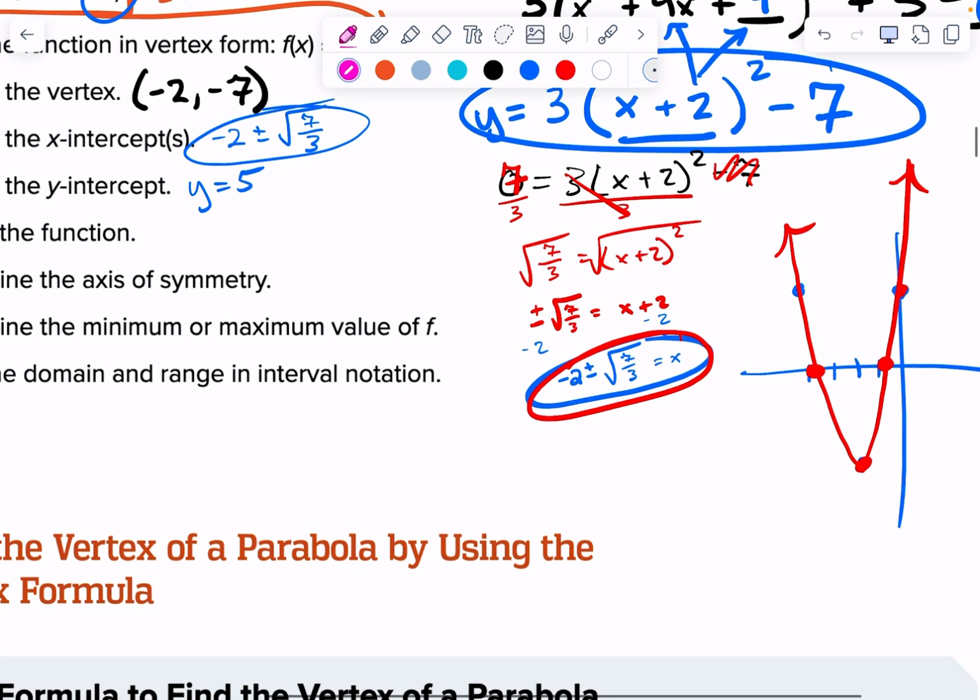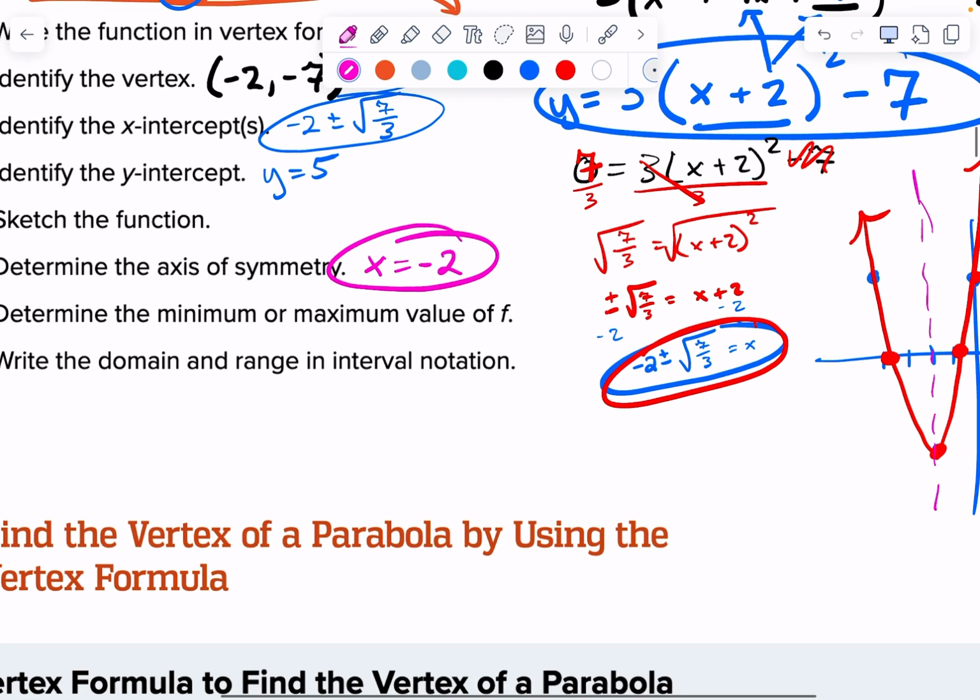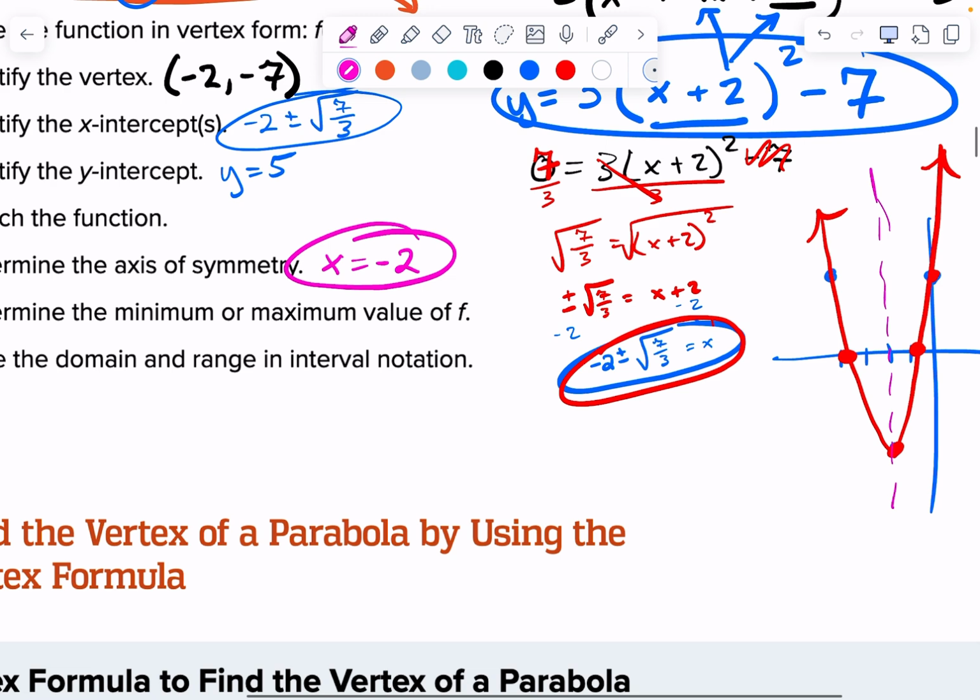Axis of symmetry, this guy right here. X equals -2, right? He goes through -2 on the x-axis, okay? Determine the minimum or maximum. Will he have a max or a min? Min at -7. They're saying what is the lowest he goes. So yeah, -2, -7 is the min, but when they ask for a minimum, they just ask for what's the lowest. So we only need the y coordinate, which is -7.